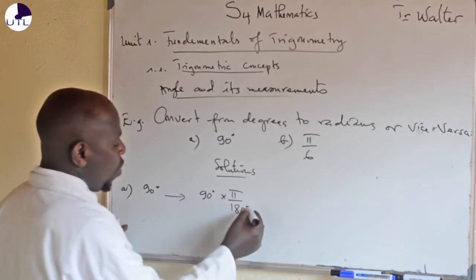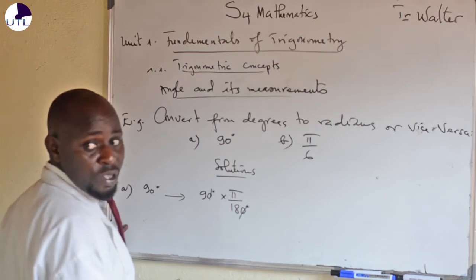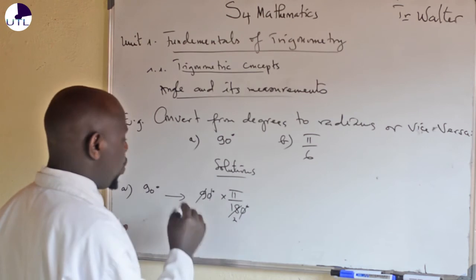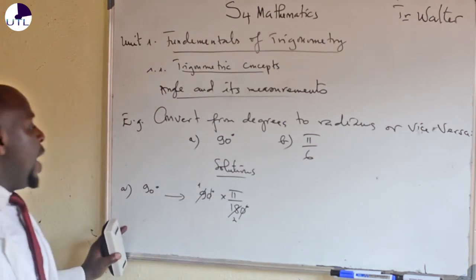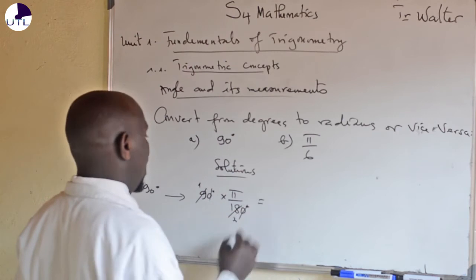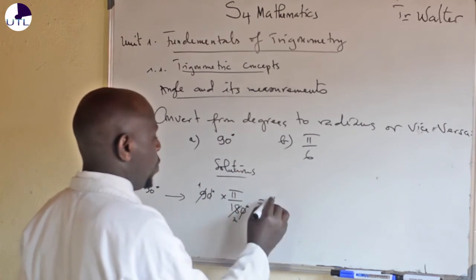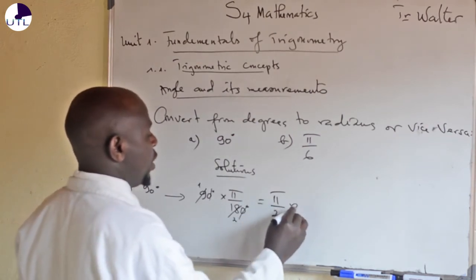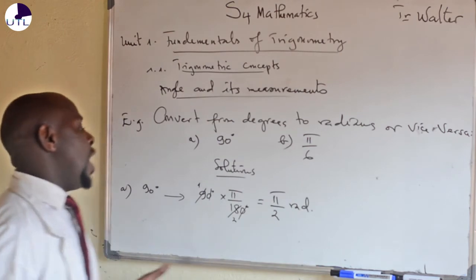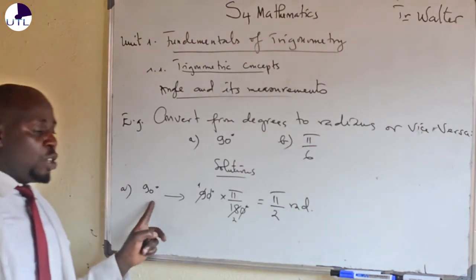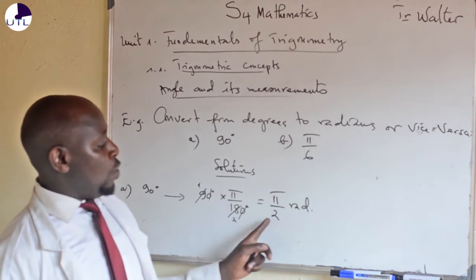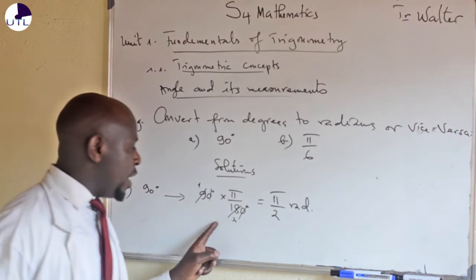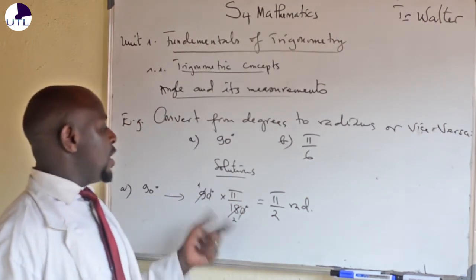So ladies and gentlemen, what do we do here? We simplify these zeros, and we simplify 9 by 18 by 9, and here you have 2, and then here you have 1, ladies and gentlemen. And this means that I remain with 1 times pi. This means pi over 2 radian. So this is radian. And ladies and gentlemen, this means that 90 degrees is equivalent to pi over 2 radian. I think it is clear. We just multiply by pi over 180, and we do simple simplifications until we get this.